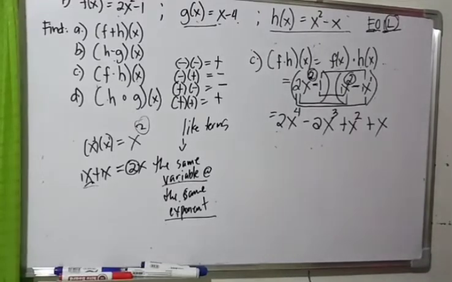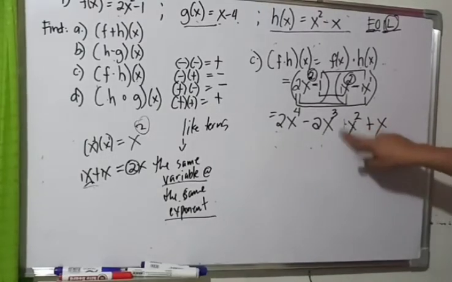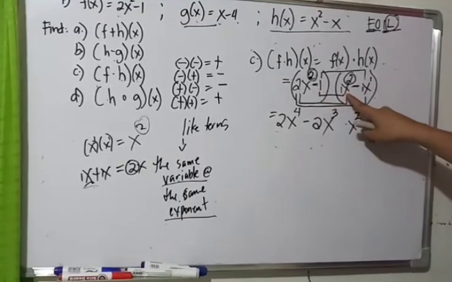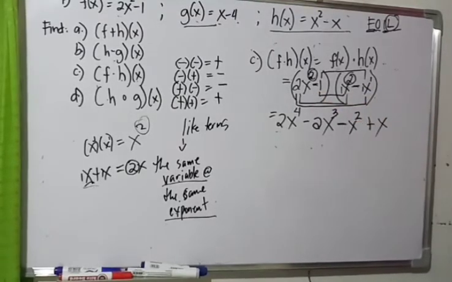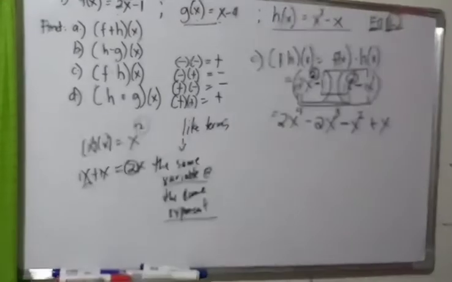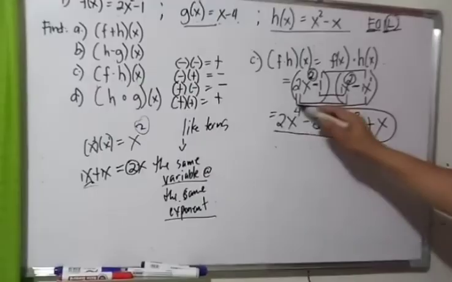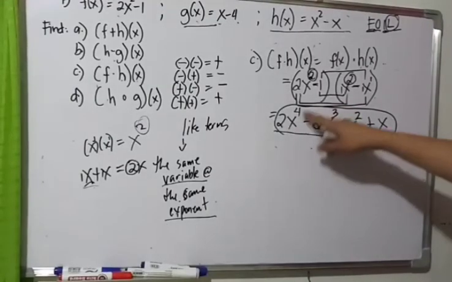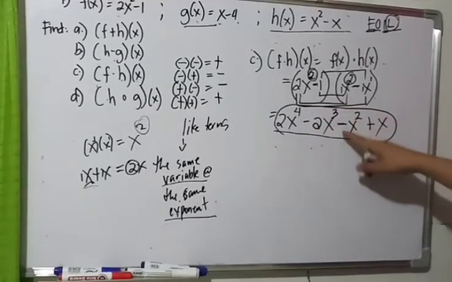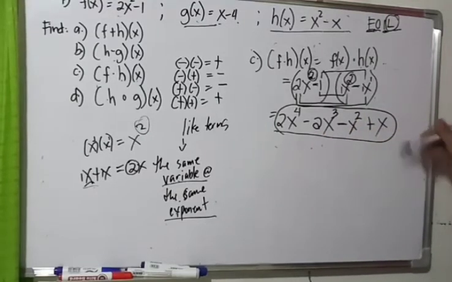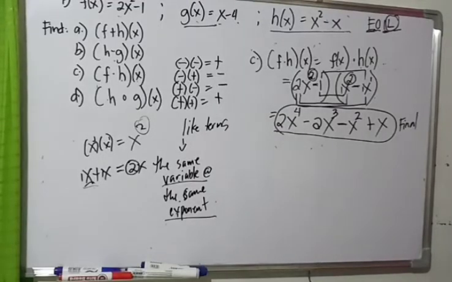Okay, so that is your final answer. Ito, this one, negative 1 times x squared, that is negative pala, negative x squared, sorry. So that is your final answer, kasi wala na tayo i-simplify dito. So 2x raised to 4 minus 2x raised to 3 minus x squared plus x. Ito yung final answer natin sa product of the given function. Okay, next.